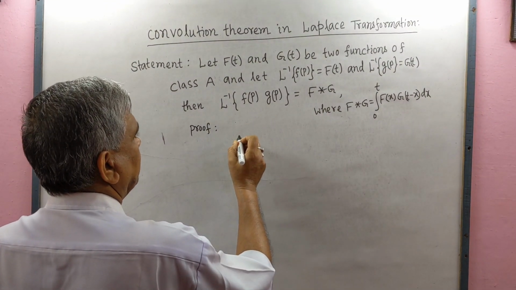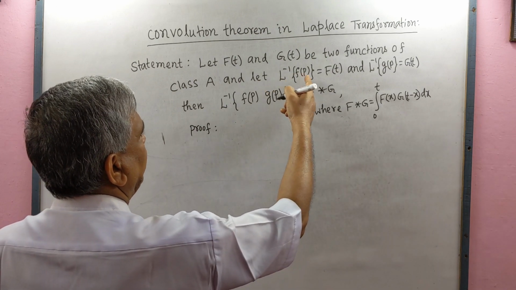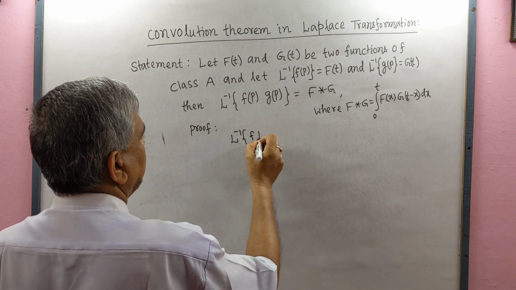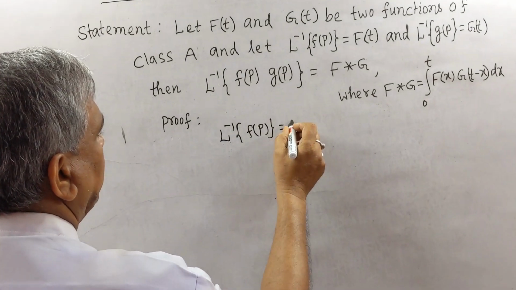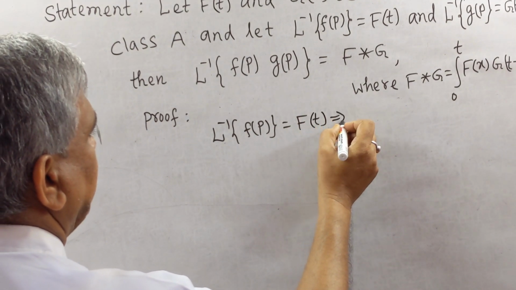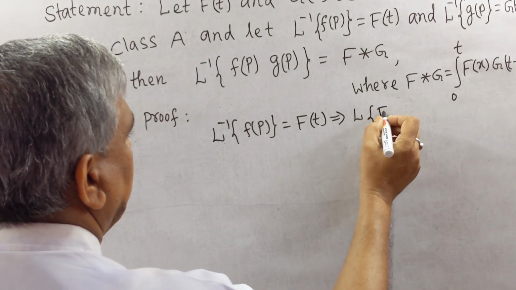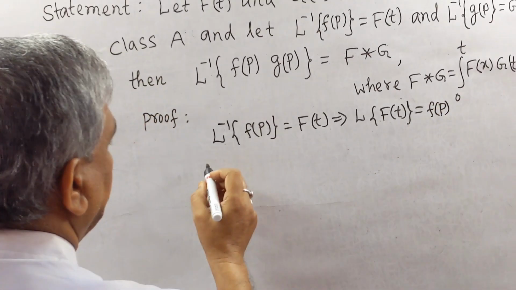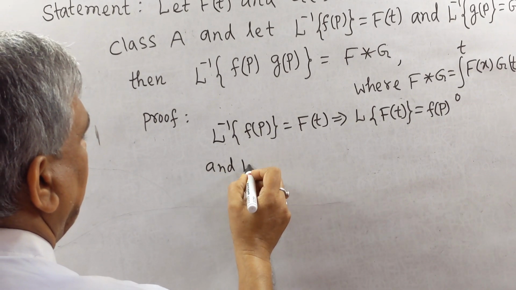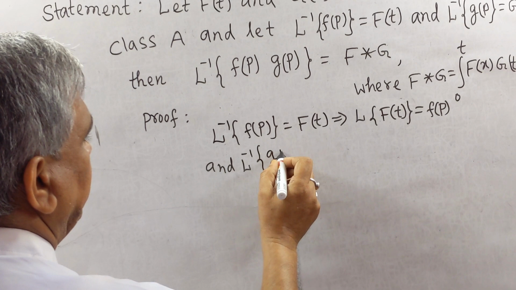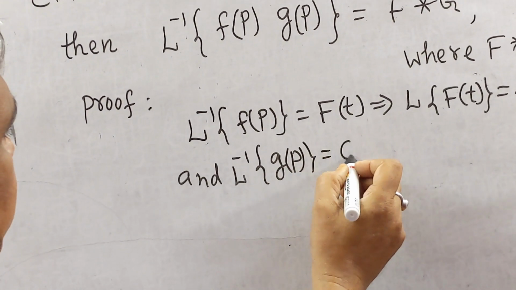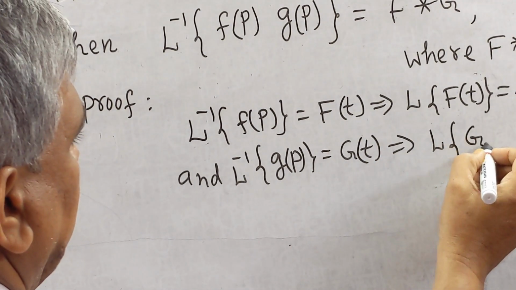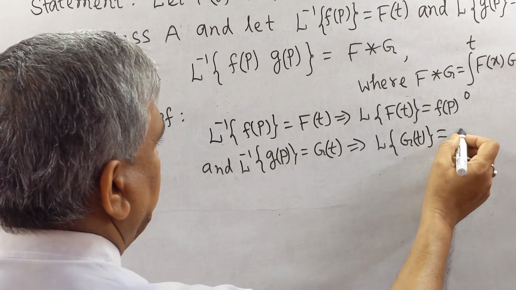Since given that L inverse f(p) equal to f(t) implies that L f(t) equal to f(p), and L inverse g(p) equal to g(t) implies that L g(t) equal to g(p).